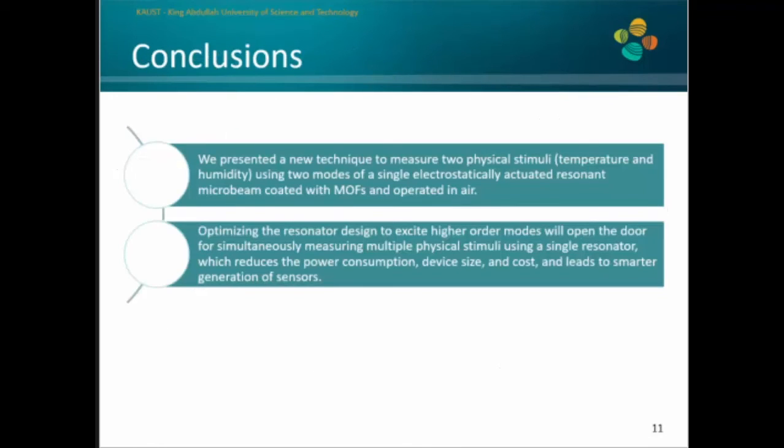In conclusion, we presented a new technique to measure 2 physical stimuli. To demonstrate the concept, we used temperature and water vapor, but it can easily be extended to detect another physical parameter. And if we could optimize the resonator device to excite a higher number of modes, we can extend this method or technique to detect multiple physical parameters simultaneously, which will help in reducing the device size, fabrication cost, and the power consumption.